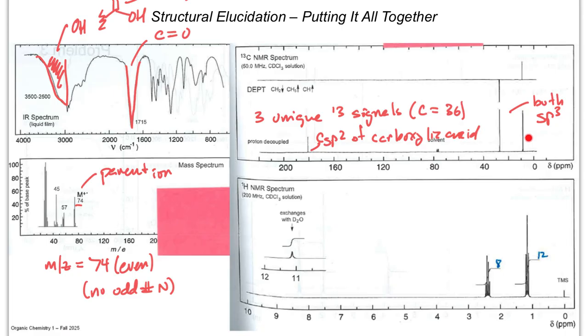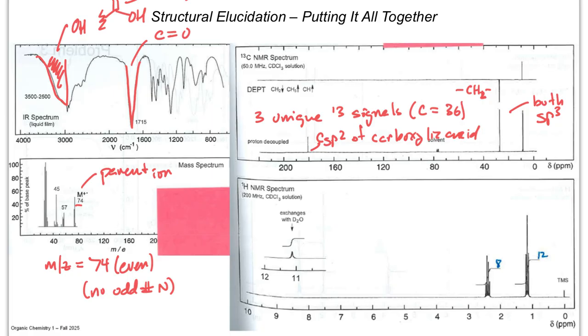So of the two remaining signals, we know they're sp3 hybridized. How many hydrogens are attached? This one right here has to be a CH2 group. So that's a second fragment. Our first fragment was an acid. Our second fragment was a methylene CH2 group.